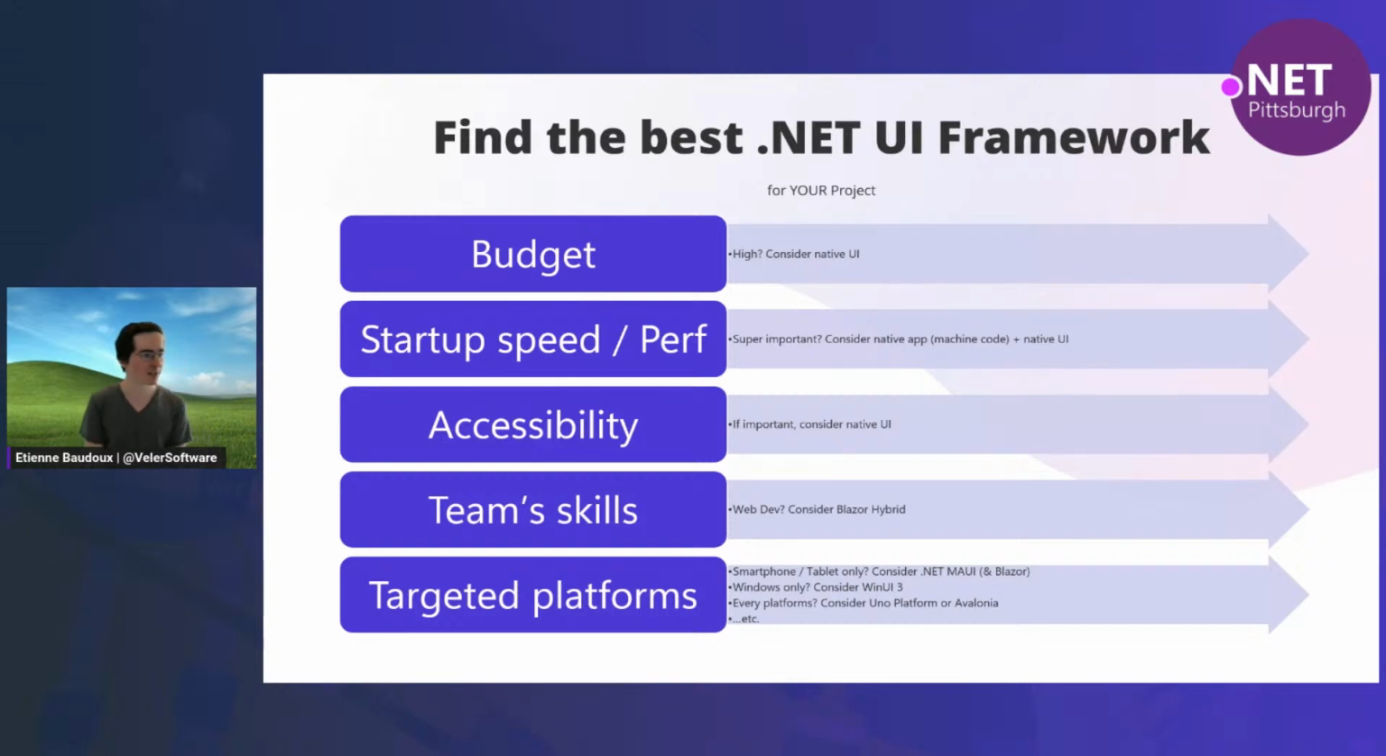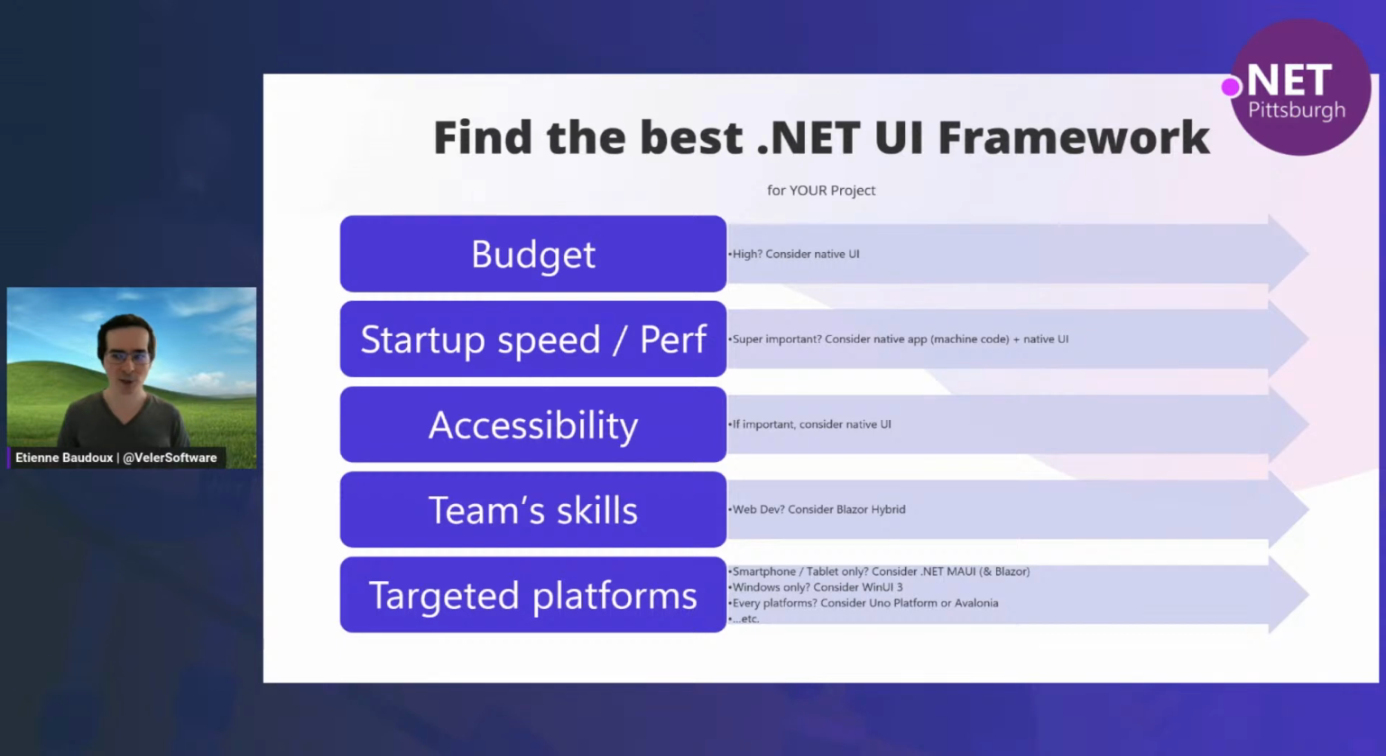Another thing is whether performance, in particular startup performance, is important. If yes, really consider enabling the AOT option to have your code compiled to machine code. That will really boost the startup performance. And if possible, use native UI instead of web UI, for example. That will also help with performance. Accessibility, again, with native UI, you get some accessibility features for free, which is nice. So take that into consideration.